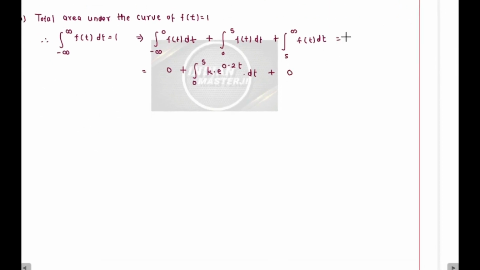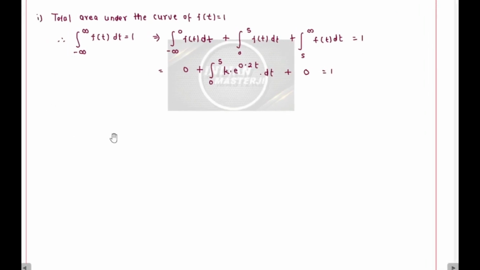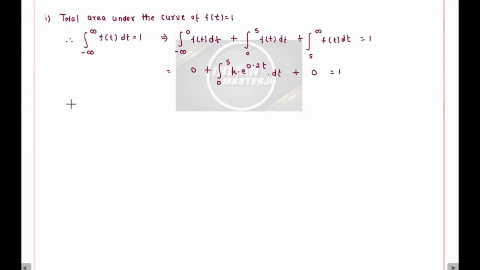So that means this total value has to be equal to 1. So here this also has to be equal to 1. What do we mean by this? This means this integration here is equal to 1. Correct? So let's try to find out this integration. K being a constant, I can take outside and I can do integration of e raised to 0.2 t dt when t is varying from 0 to 5, and this is equal to 1.